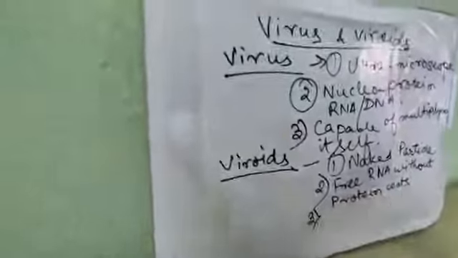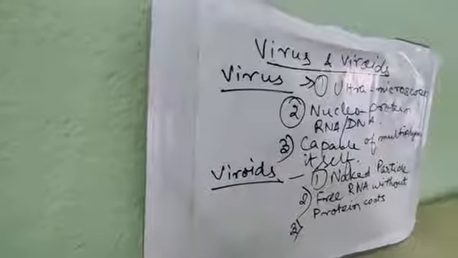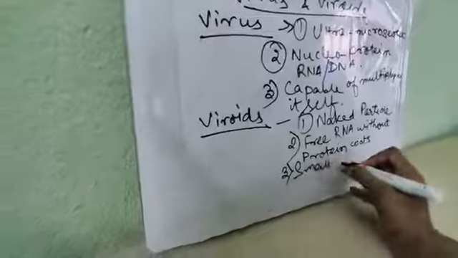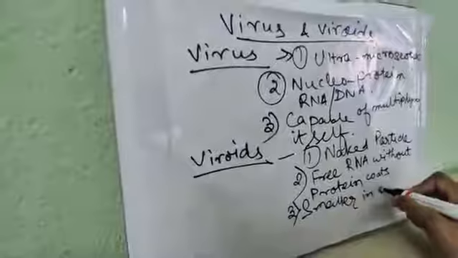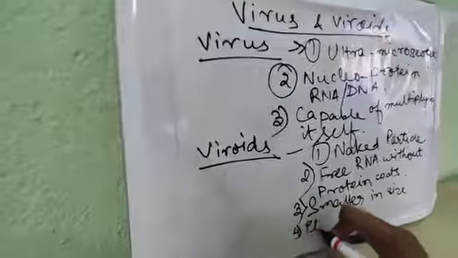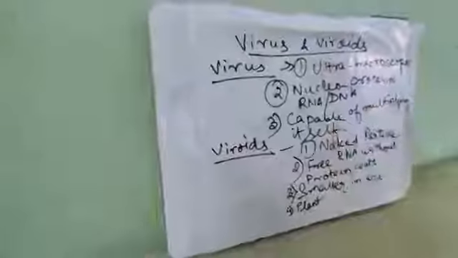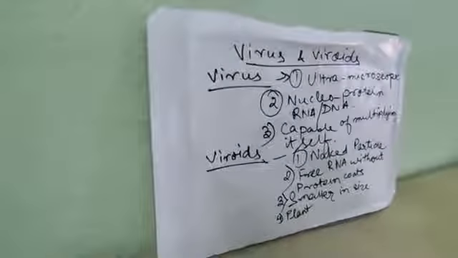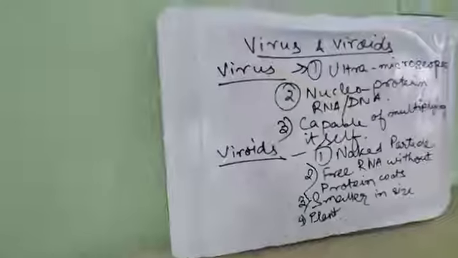Number 3, it is generally smaller in size and the RNA is single-stranded, linear or circular. That means smaller in size, and viruses are generally larger than the viroids. And the 4th one is that it affects plants only, whereas viruses affect plants and all the other organisms. So these are the general characteristics of viruses and viroids, and the general differentiation between them.